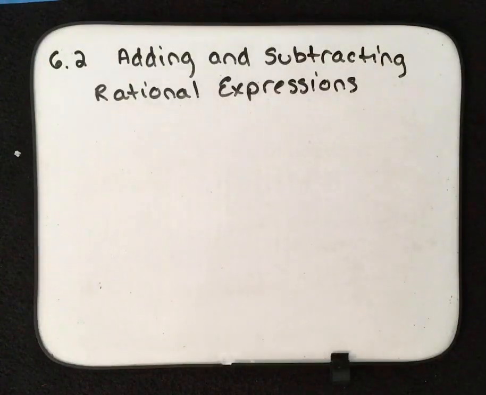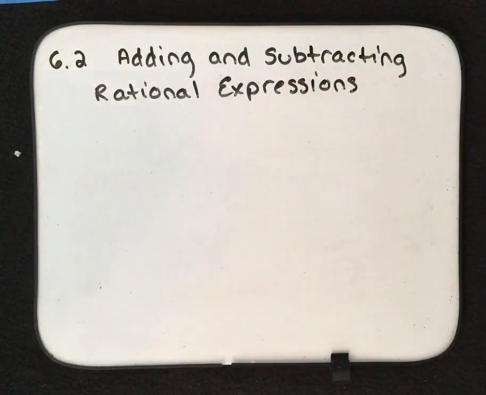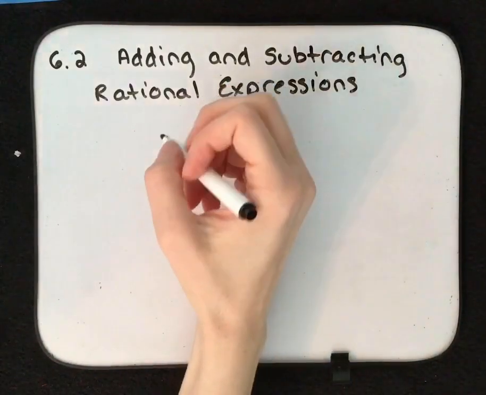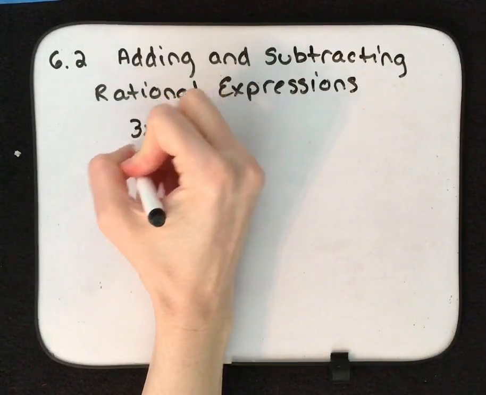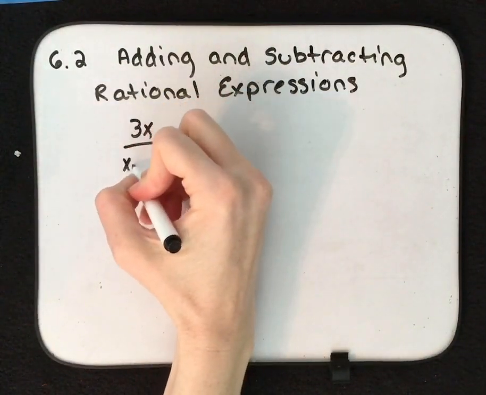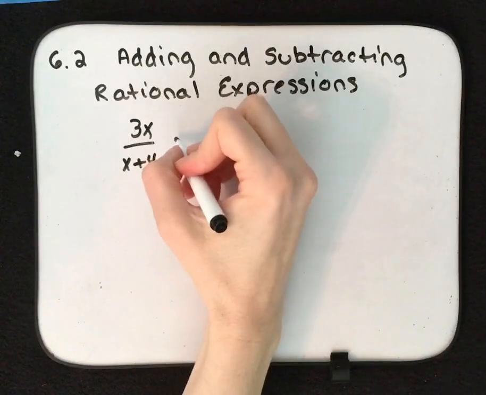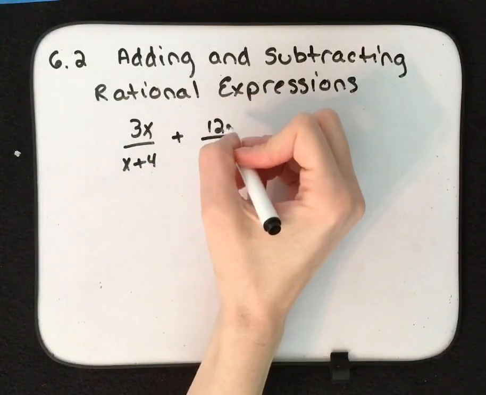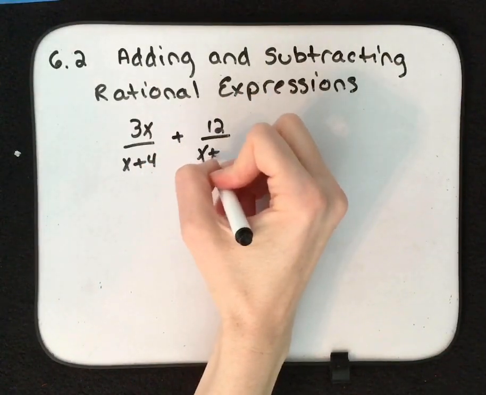Adding and subtracting rational expressions. A rational expression is an expression, so no equal sign, and rational means fractions. For example, we have 3x over x plus 4 plus 12 over x plus 4.